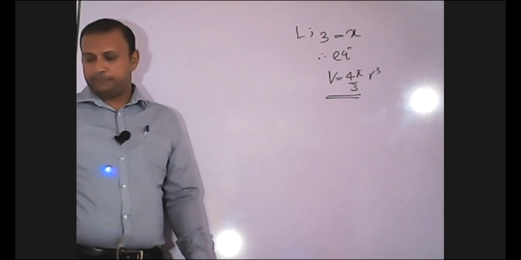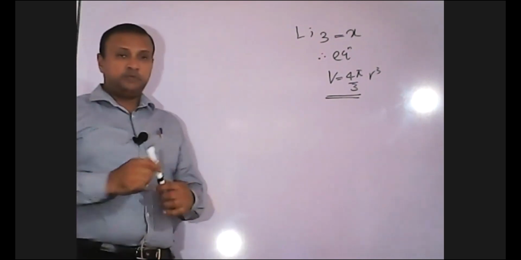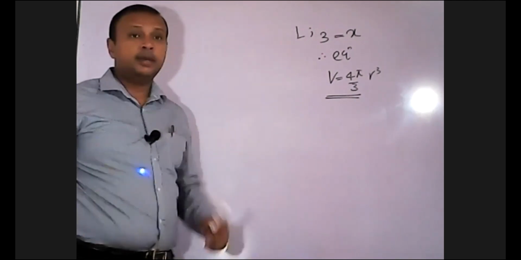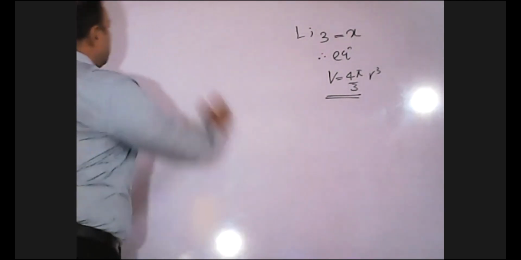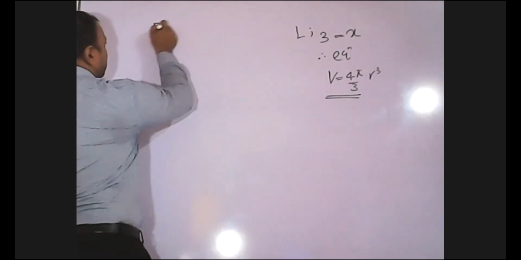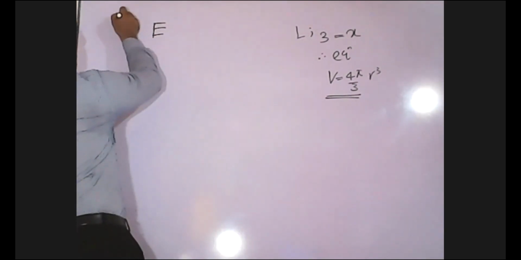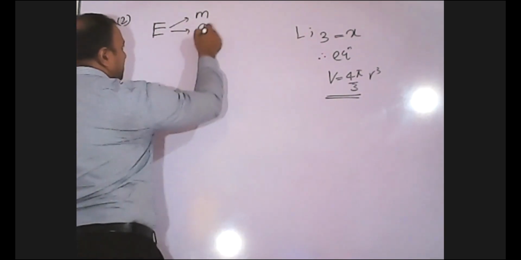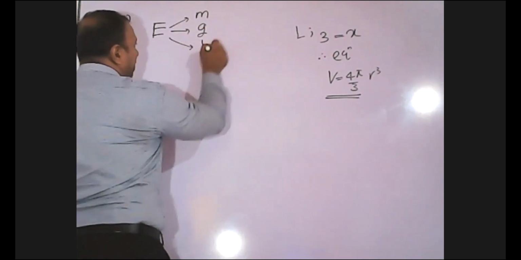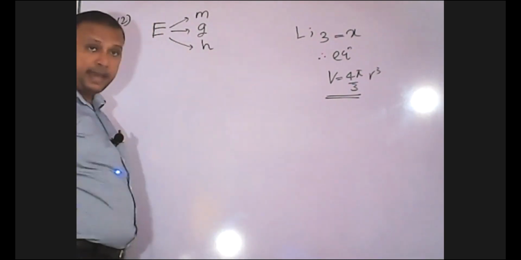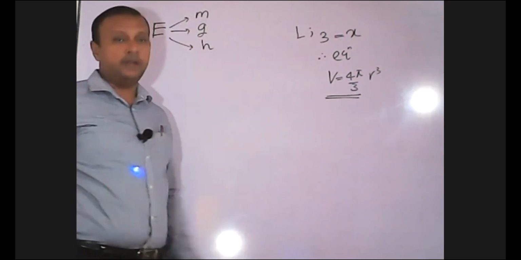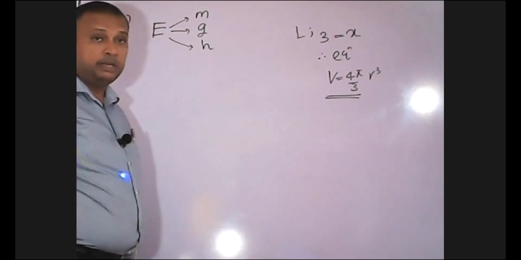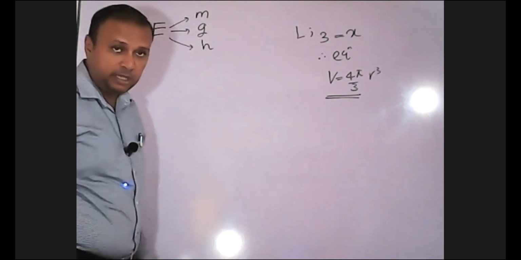My second question is: build a relationship between potential energy, mass, gravitational acceleration, and height. Potential energy depends on the mass, the gravitational acceleration, and the height, where height is measured from the potential energy zero level to the mass. So this is the relationship. It depends on these factors.